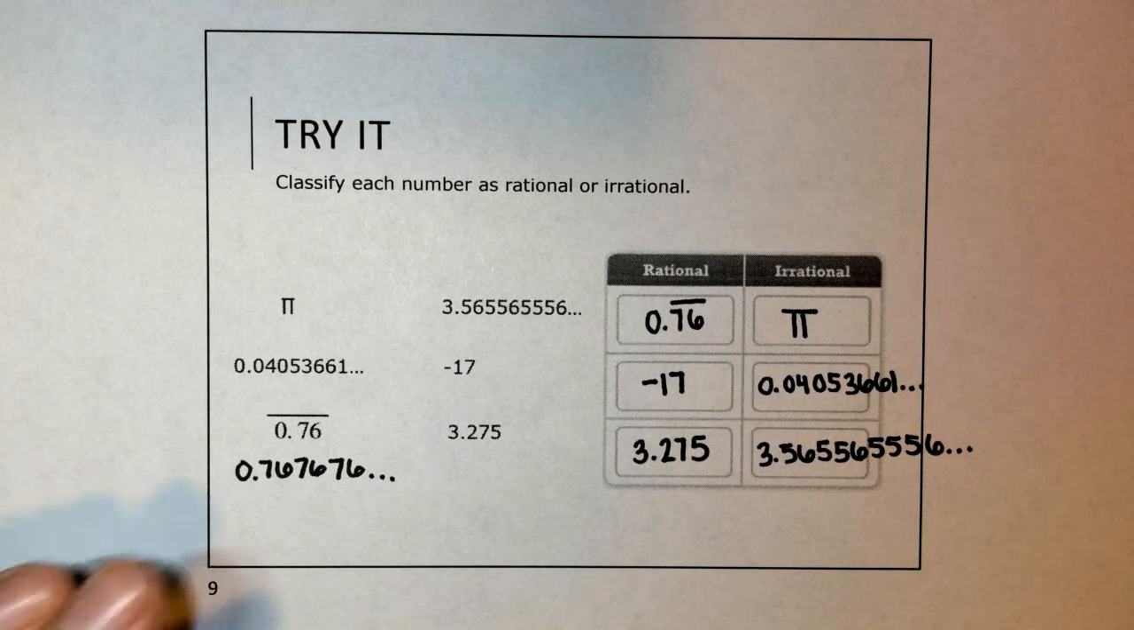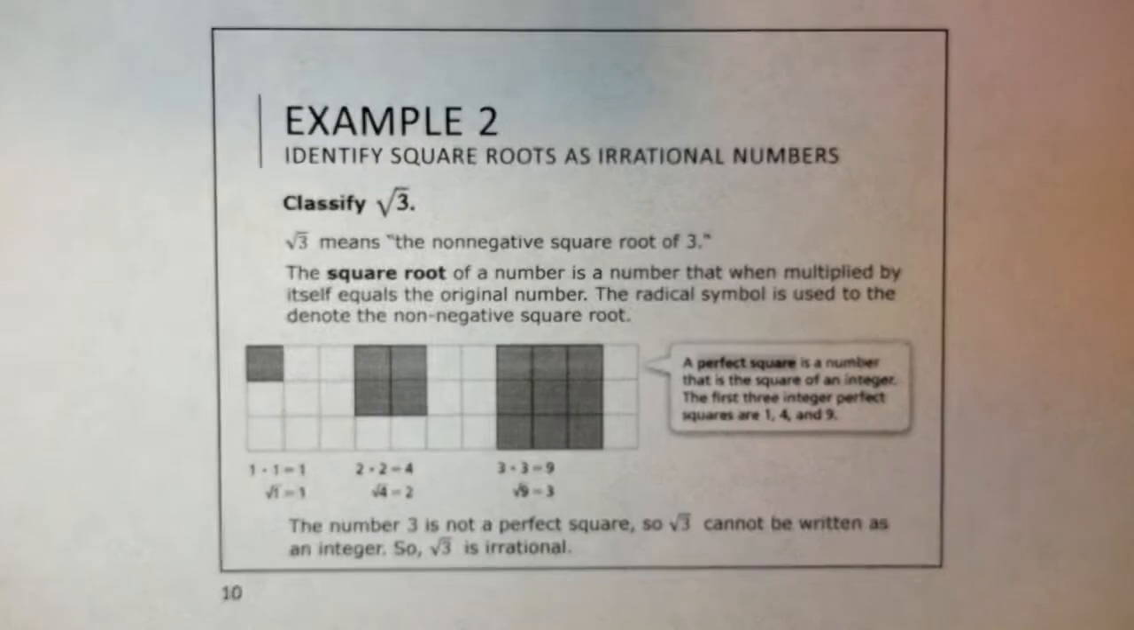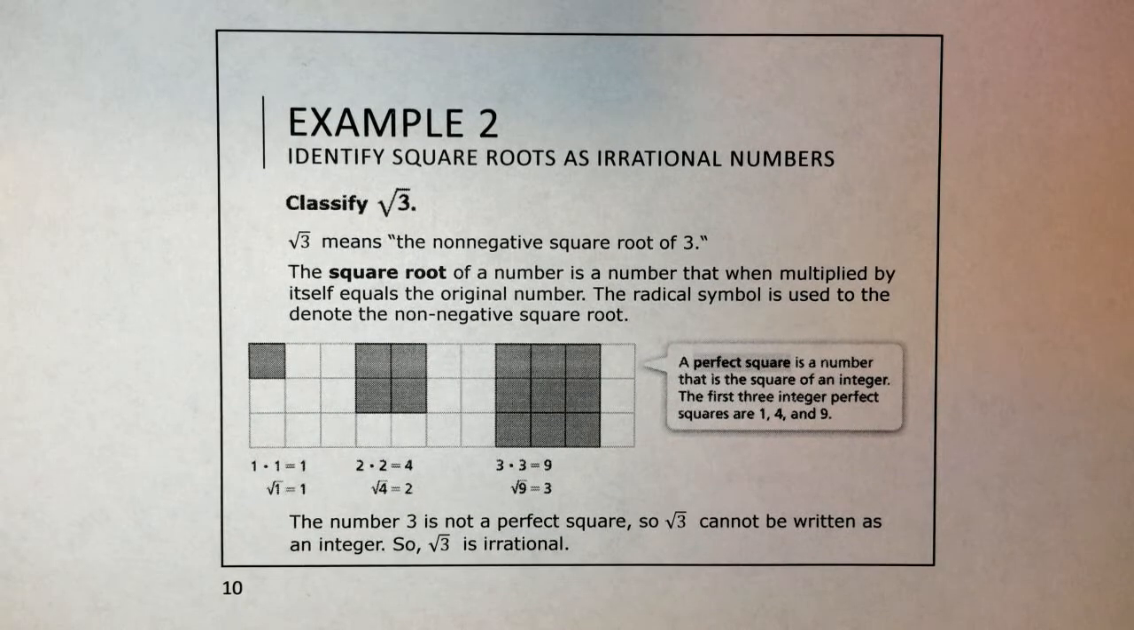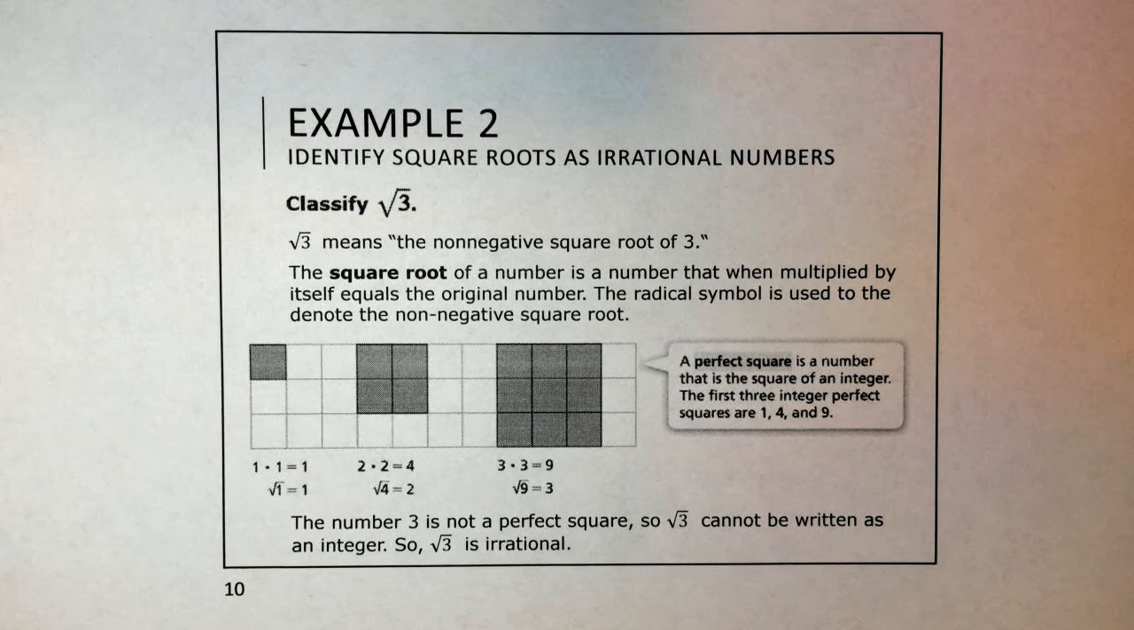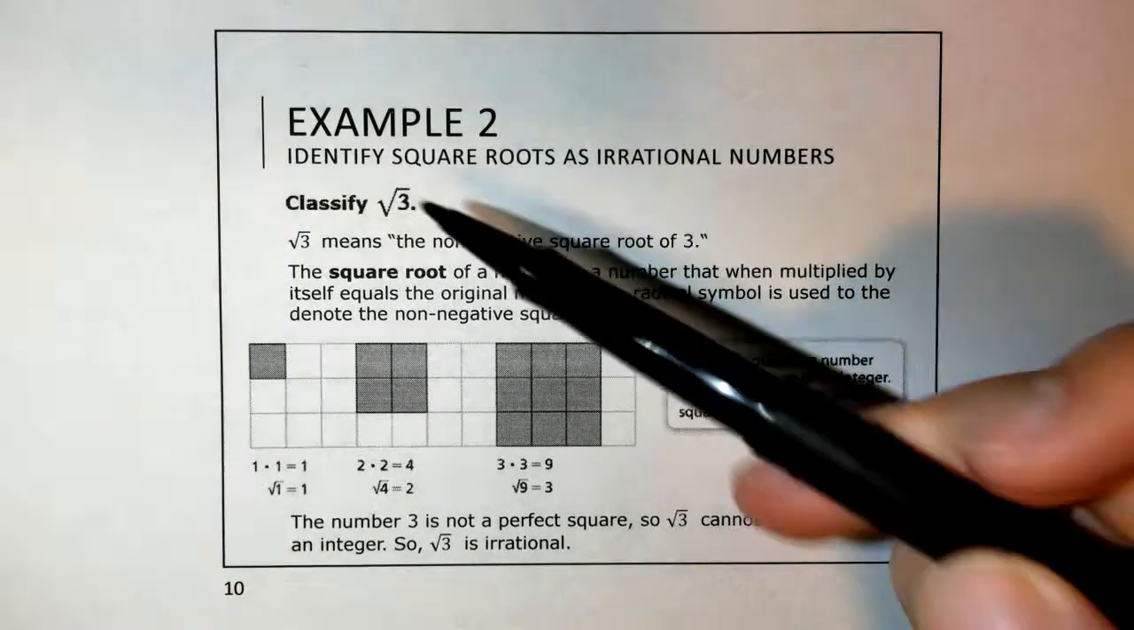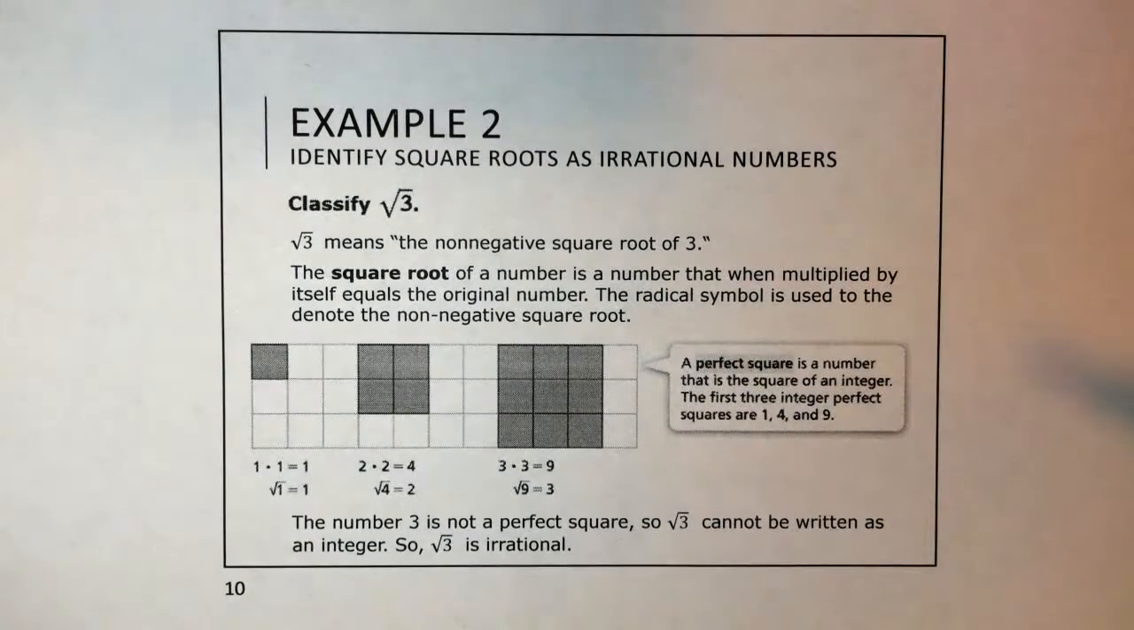So now let's go ahead and look at example 2. We're going to introduce another vocabulary word. For example 2, we are going to be looking at identifying square roots as irrational numbers. Square root might be a new vocabulary word for you, so we're going to talk about that in a moment. The example says classify. This symbol here means square root of 3. So classify the square root of 3.